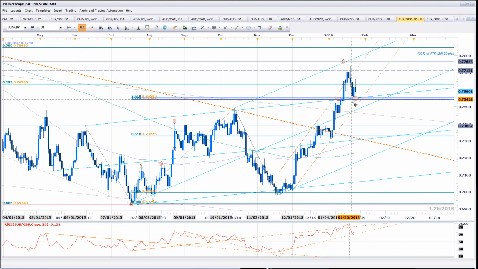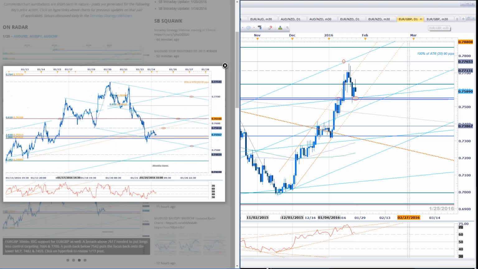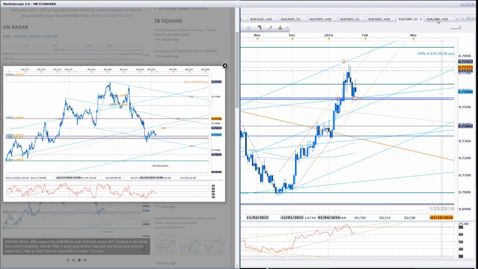So the pullback closed last week at this region. We opened this week right above this region. So the initial outlook was to look for a rebound higher here. As we noted, we're at big support for euro pound. We basically need to clear 76.16 to get a clearance for an upside bias. That's this region right here. We blew through it and reversed quickly back below.